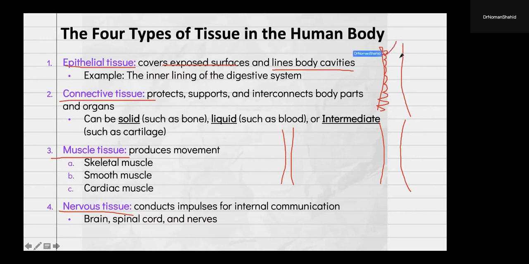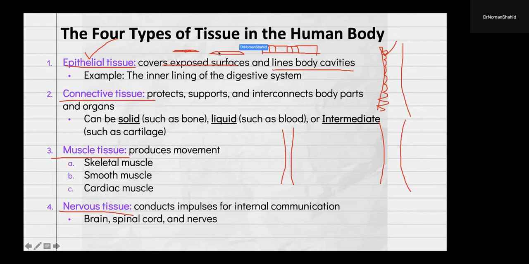And these inner linings of body cavities or hollow structures are epithelial tissue. In histology, you will study that there are different kinds of epithelial tissue cells. We have squamous cells. They are flat with a nucleus. And then we have cuboidal cells. They are cuboidal in shape, like a cube.